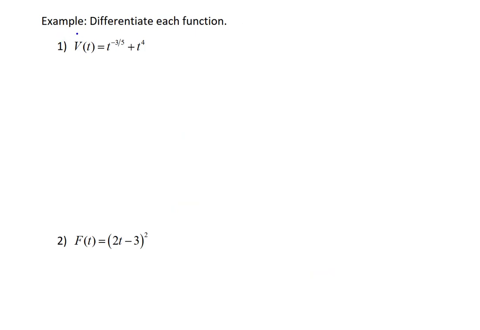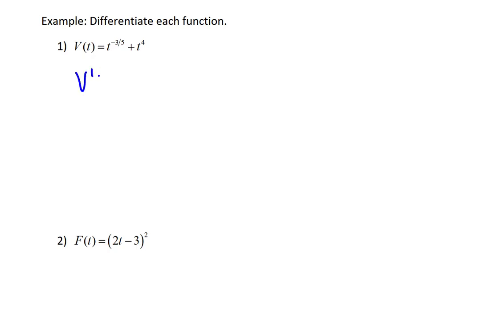Our first example is given as v of t equals t to the negative 3/5 power plus t to the 4th power. Now this qualifies as a power function. Of course, because of the first term having a rational exponent, the negative 3/5, this would not qualify as a polynomial, but it is a power function, and so we can use the rule we cited above.